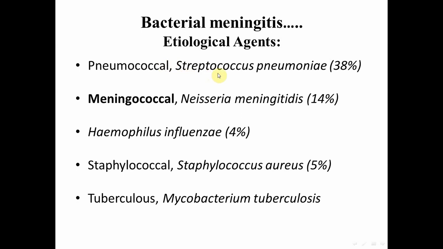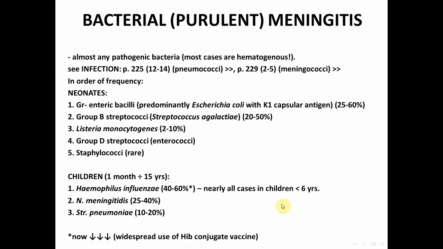Pneumococci, streptococci cause around 38%, while Neisseria meningitidis cause 14%. Haemophilus influenzae was previously very common, but because of vaccination, it has been reduced to less than 4%. And rarely we may have staph or tuberculous meningitis.